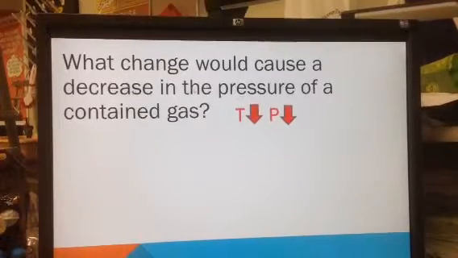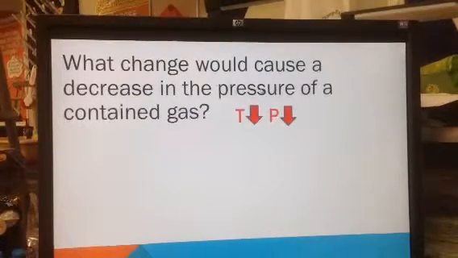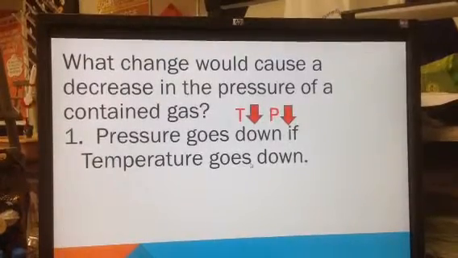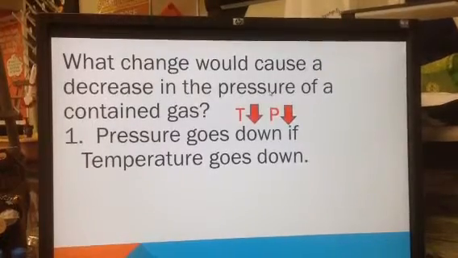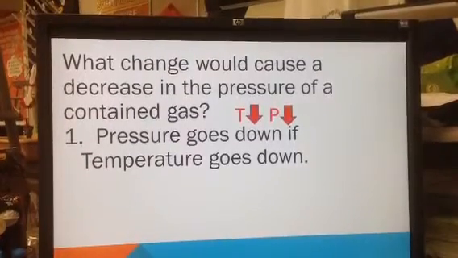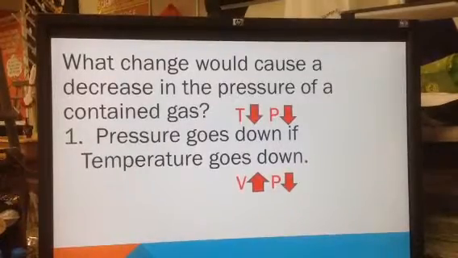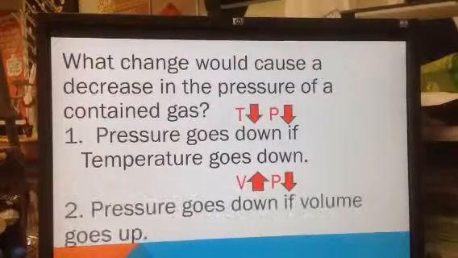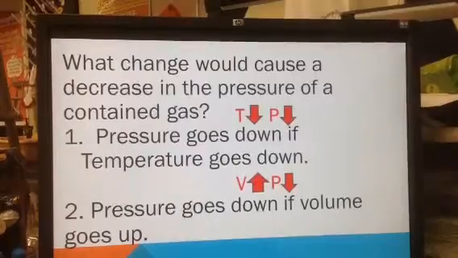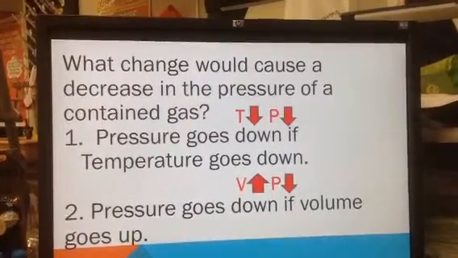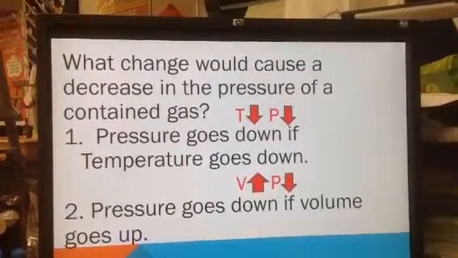So this is asking what would cause a decrease in the pressure? Temperature going down. The other option would be what would cause a decrease in the pressure? The opposite thing in the volume. So pressure down, volume up. Pressure goes down if the volume goes up, because when temperature is not involved, the opposite thing happens.